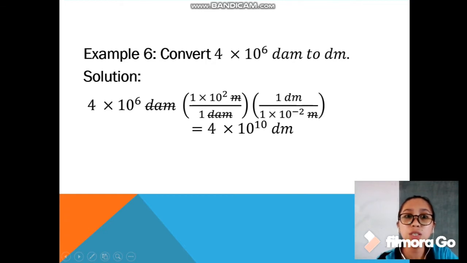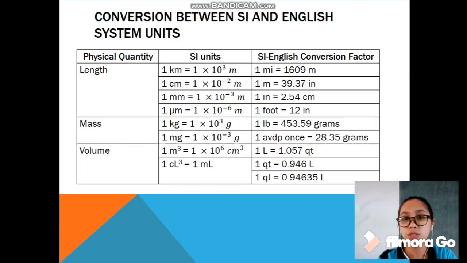So, do the operations: 4 times 10 raised to 6, multiplied by the other numerators, 1 times 10 raised to 2 times 1, divided by all the denominators, which is 1 times 10 raised to negative 2. We come up to the final answer, 4 times 10 raised to 10 decimeter, and that is our target unit for the final answer. Those are the simple conversions, like within the English system and within the SI system.